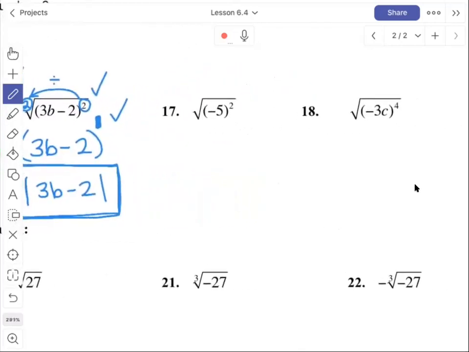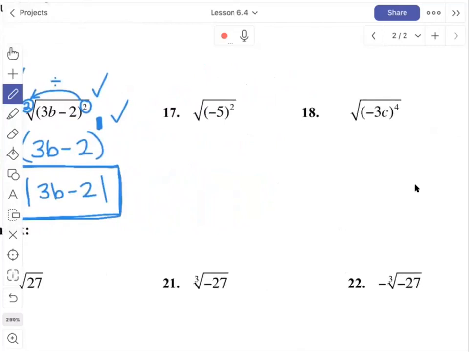Number 17. Okay, let's try this one. Celine, try this one. It would be -5, and then there would be absolute value bars around the -5, which means that this is equal to +5. Perfect. Done. So she divided the exponent, so this would be -5 to the first power. She needed the absolute value and simplified it down to 5.